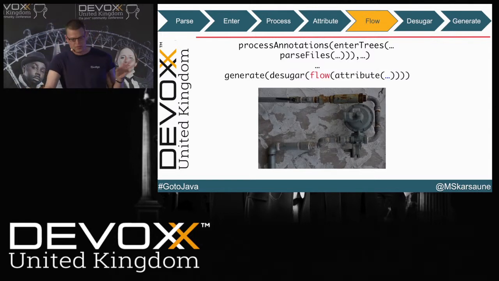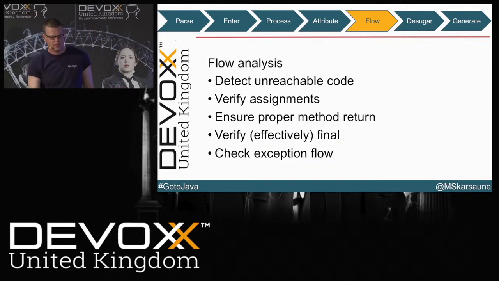Next phase. Attribution was more like static checking of things. The flow phase is dealing more with the flow of your code. For instance, do you have unreachable code, or have your variables been assigned a value before you use them? Is there a proper return from your method? If you have final or, in Java 8, effectively final variables, have you tried to assign to them more than once? And it also covers checked exceptions, try, catch, throws, and so on, to see that that makes sense.